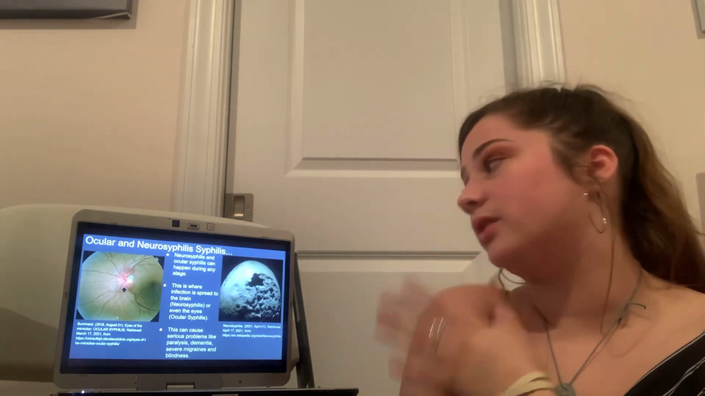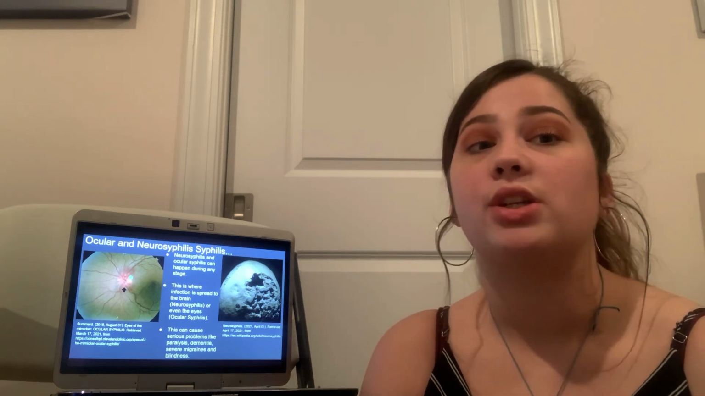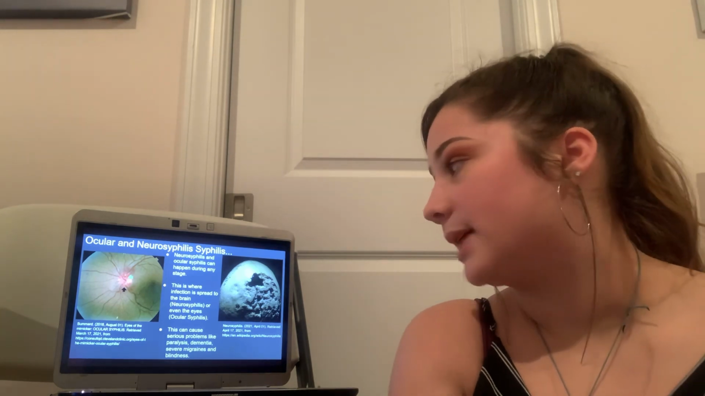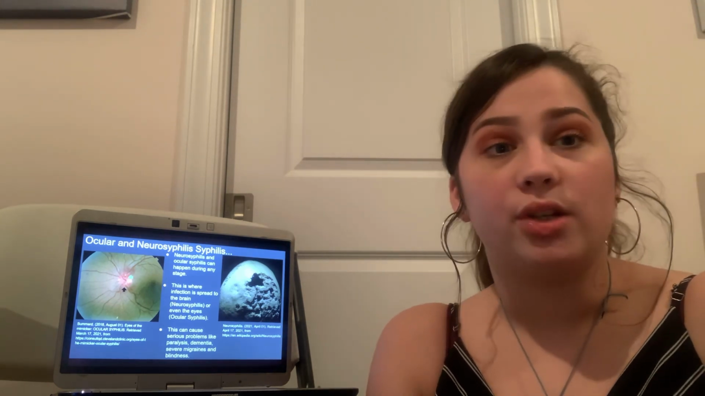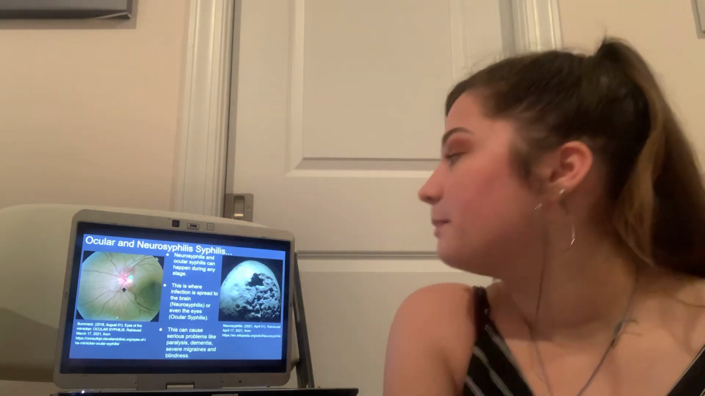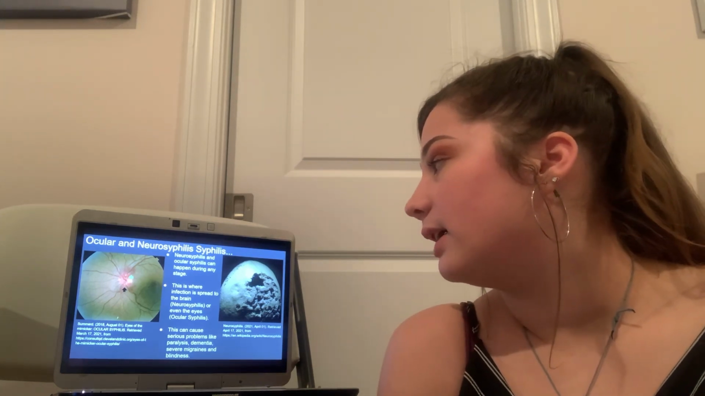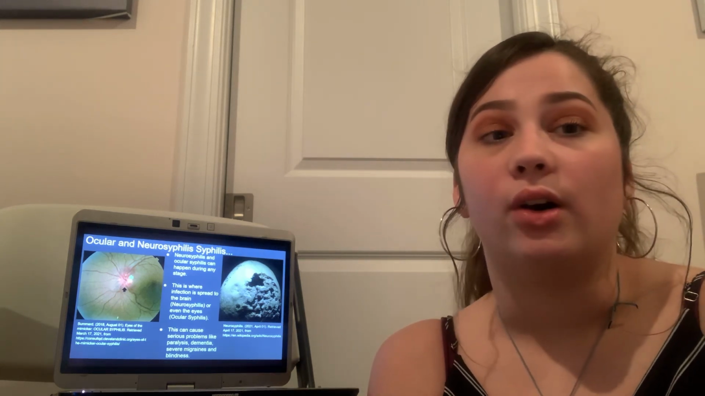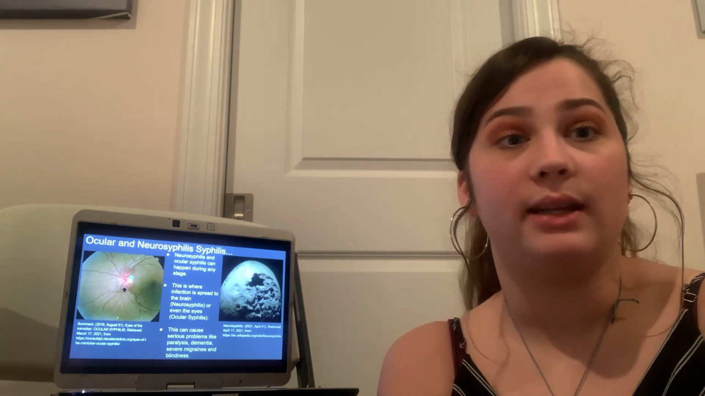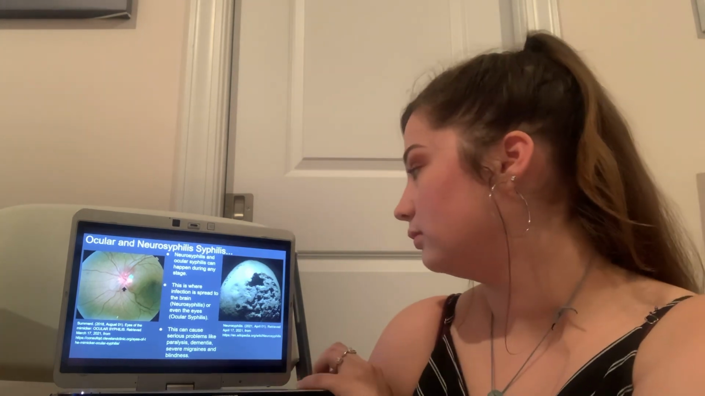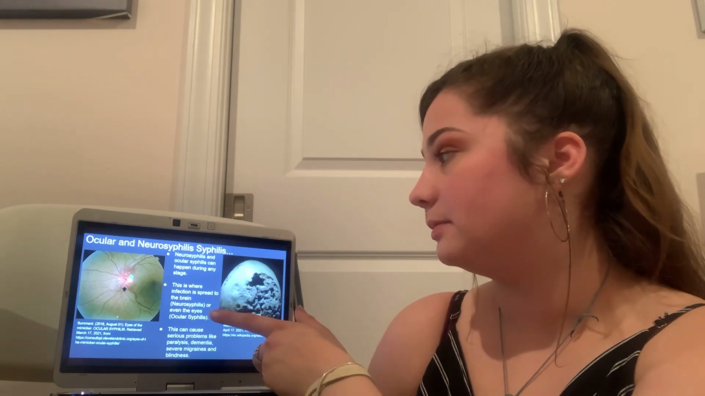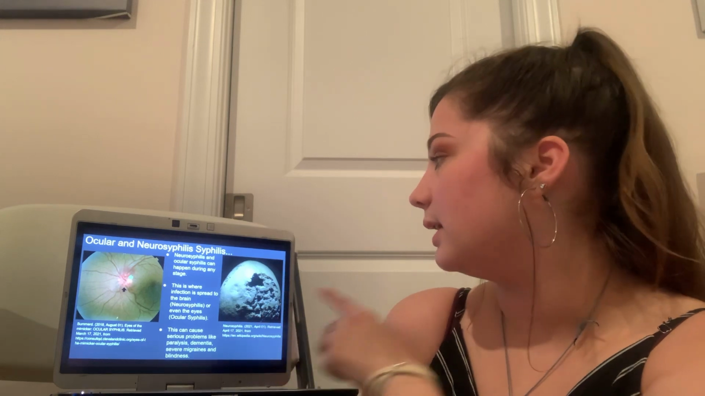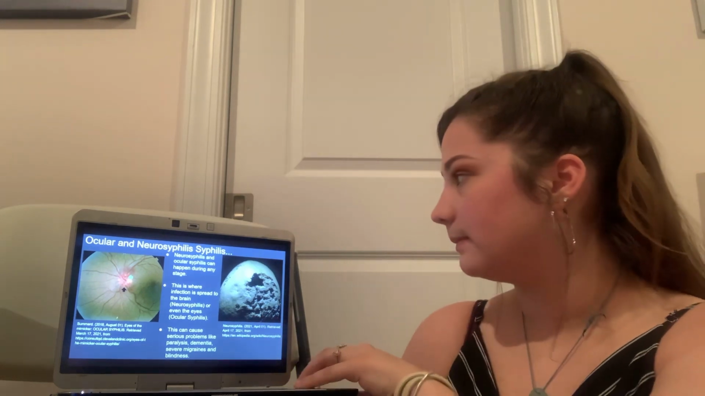So neurosyphilis is when the infection spreads all the way to your brain. It can cause several different problems like dementia. It can even paralyze you and give you migraines. And ocular syphilis is when the infection has reached the eyes. This can cause redness, blurry vision, and even blindness. Now the left side is a picture of ocular syphilis and the right side is neurosyphilis.